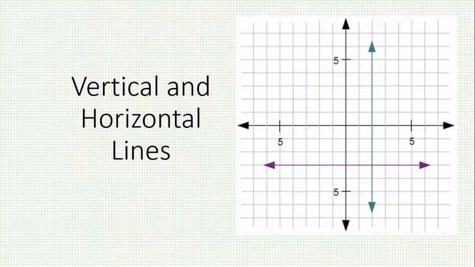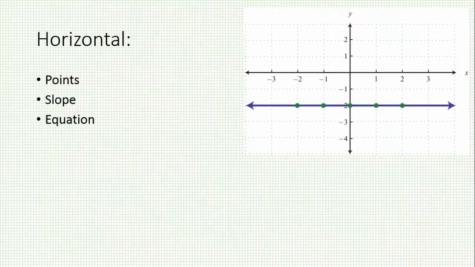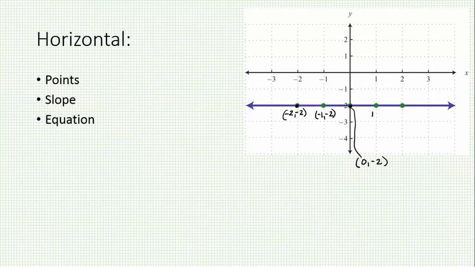And horizontal lines are linear equations too. Here's a horizontal line. Let's focus on those points. The coordinates of the points look like, here we have -2, -2, and -1, -2, and this one is at 0, -2. See a pattern? And then we have 1, -2, and 2, -2.